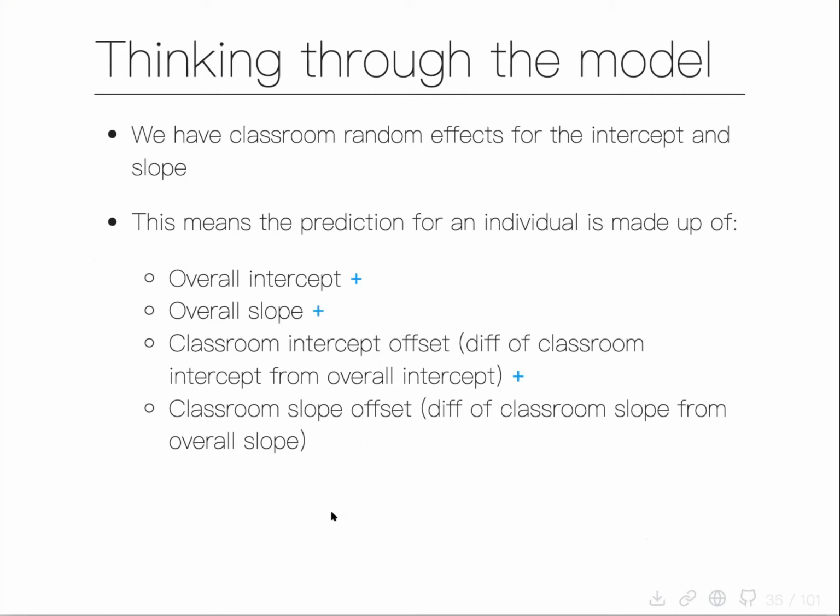When we have a model that has a random intercept and a random slope, essentially, we're just going to add the random variation for those things into our prediction. Okay. So this means for an individual student, our prediction for that student is made up by the overall intercept plus the overall slope plus, in this case, the offset for the classroom intercept. So that's that variation around zero, right? So it's the difference of the classroom intercept from the overall intercept plus the classroom slope offset. So the difference in the slope for sex for that classroom as opposed to the overall. Okay, does that make sense?